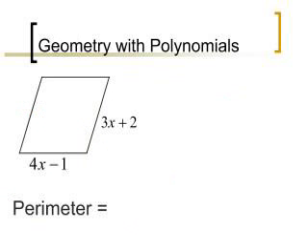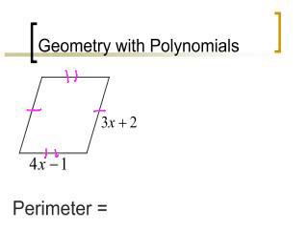All right, let's look at an example of doing geometry with polynomials. So here we have a parallelogram, and what we should all know at this point about parallelograms is the opposite sides are the same length. So this side and this side are the same length, and it is true about all of the sides. So this side is the same length as this side. So what we want to do with this is we want to find the perimeter.